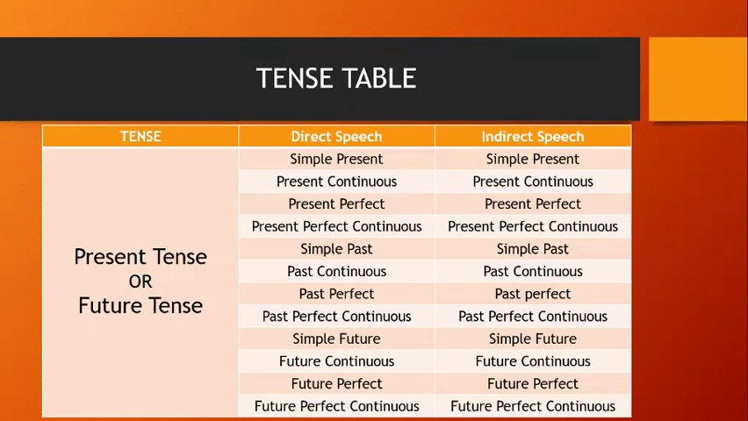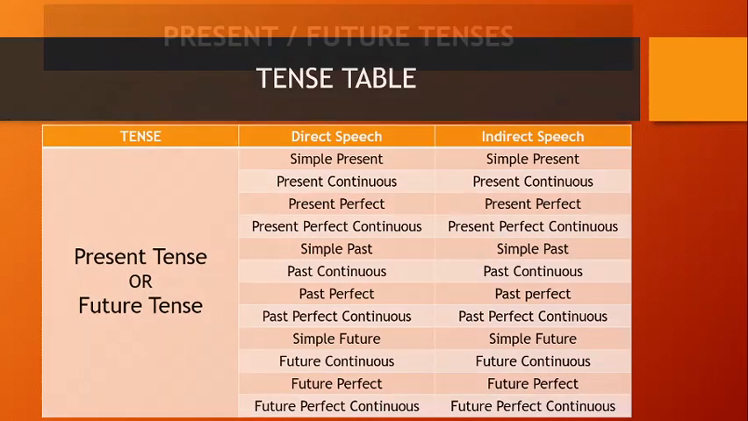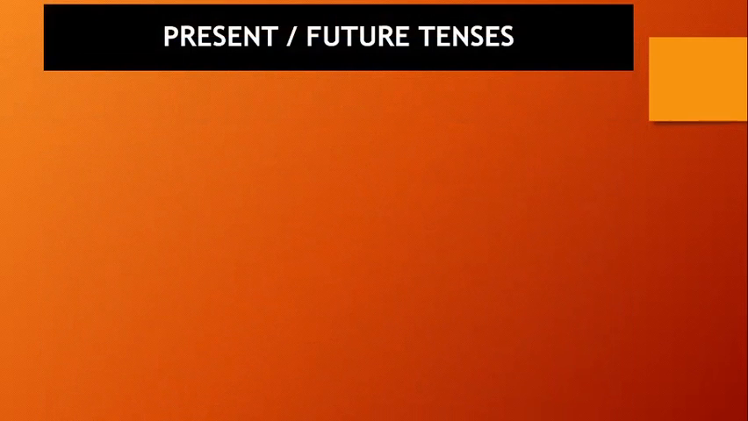If the tense of the reporting verb is in present or future, remember, the direct speech does not change its tense form when we convert it into indirect speech. It remains the same. This was the easy part. The difficult part is the next one. But before that, let's talk about some examples.